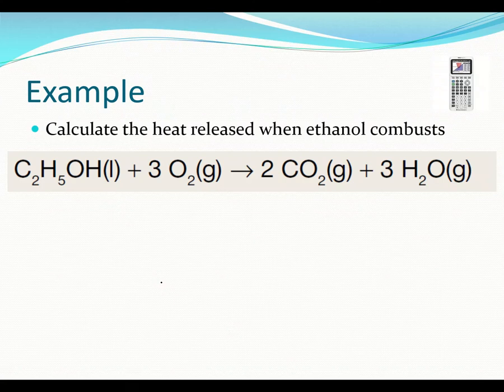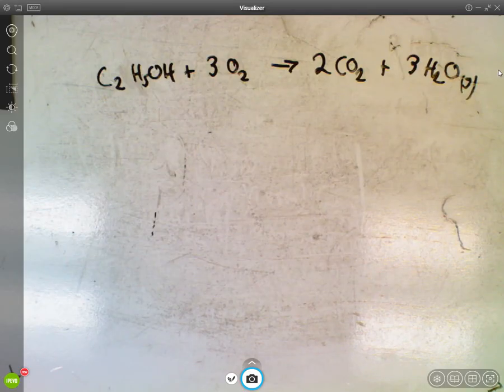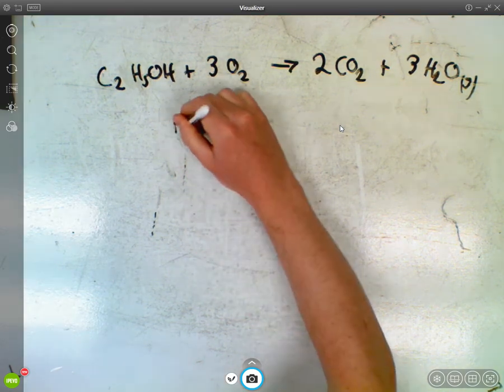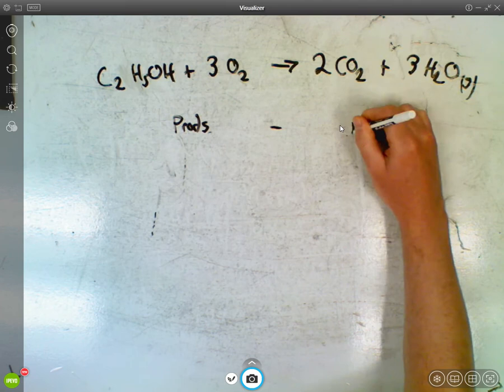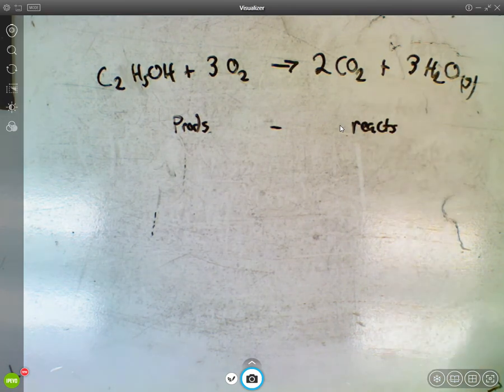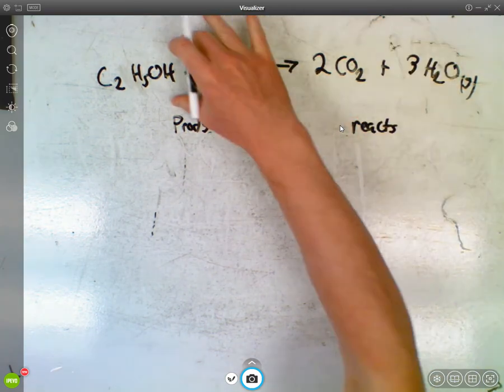C2H5OH plus 3 oxygens turning into 2 CO2 and 3 H2O gases. Right, so the only one we really have to worry about for the state is water. We have to make sure that we know that it's gas, but this is what my reaction looks like. So again, I want to do products minus reactants.